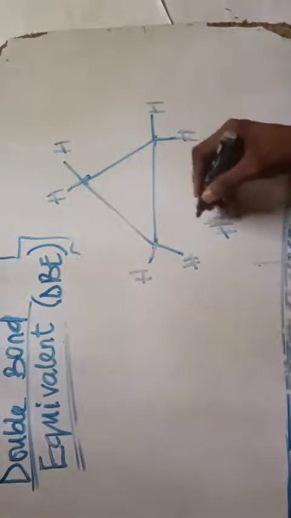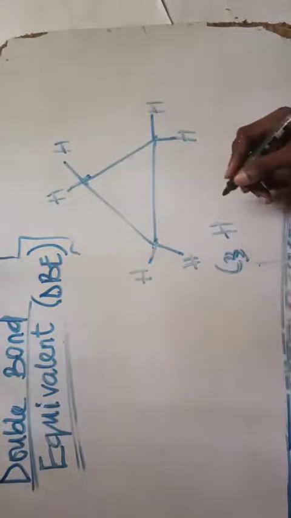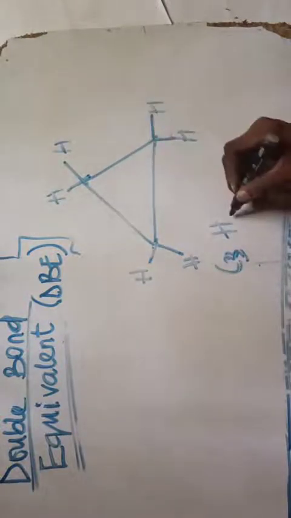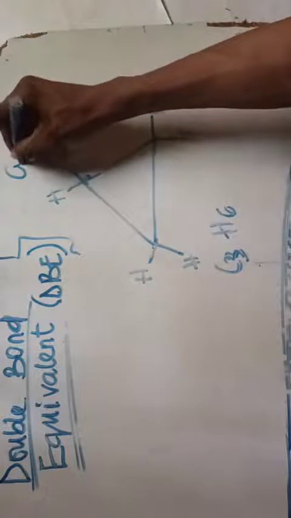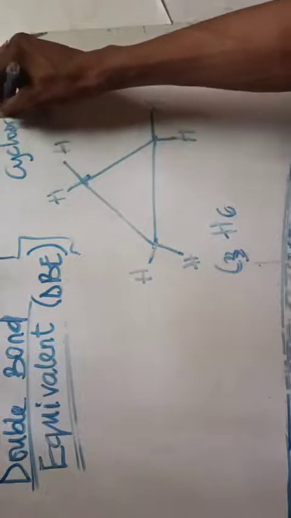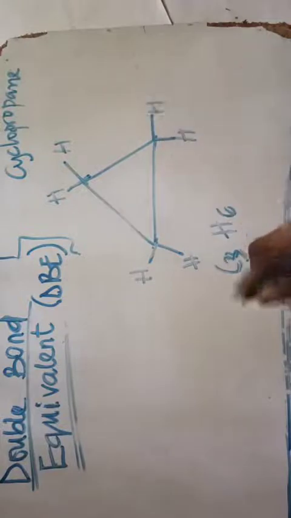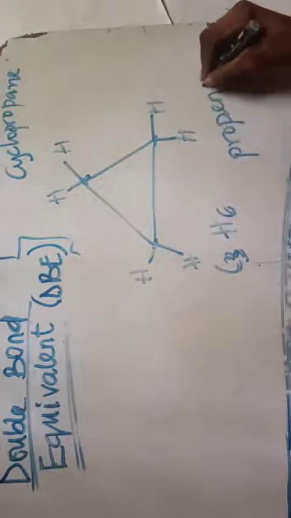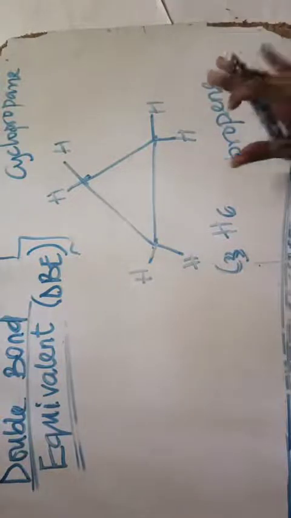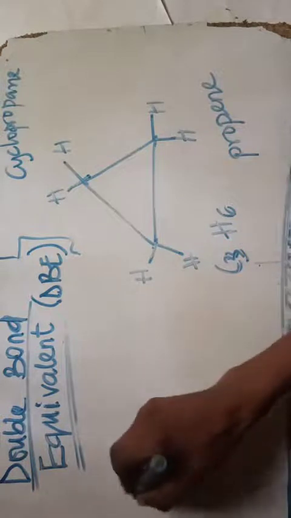How many hydrogen is present here? How many carbon do you have? 1, 2, 3. 3 carbon. And how many hydrogen do you have? 1, 2. That is 6. You can note that this is cyclopropane, right? Cyclopropane. And this is also propane. This is propane. So you can find out that example now, butane.